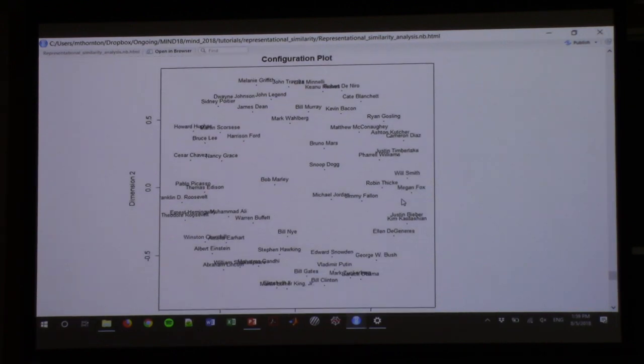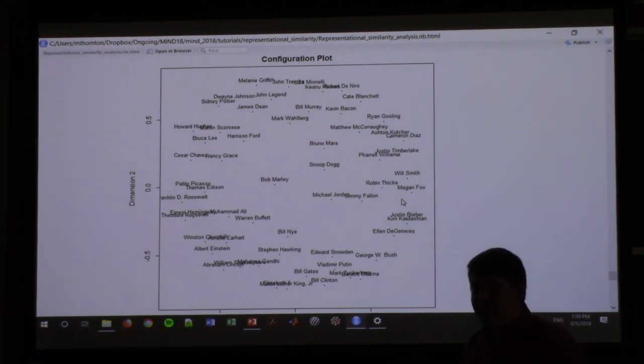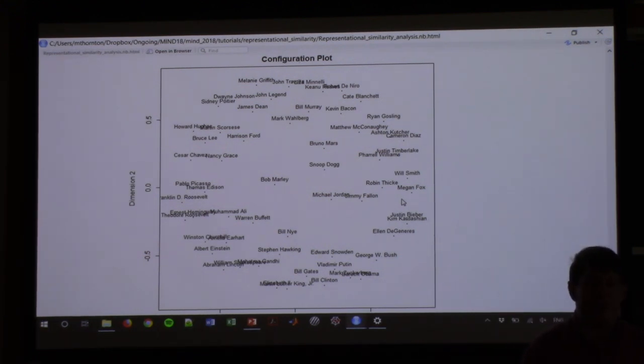So this is what our data looks like in a configuration plot. A little bit circular, a little bit circumplexy, reminiscent of certain theories of person perception. But you can see certain people are closer and further apart from each other based purely on how similar the patterns of brain activity they elicit are.